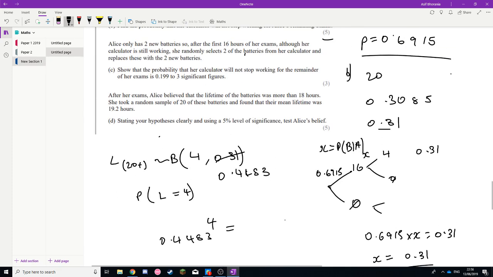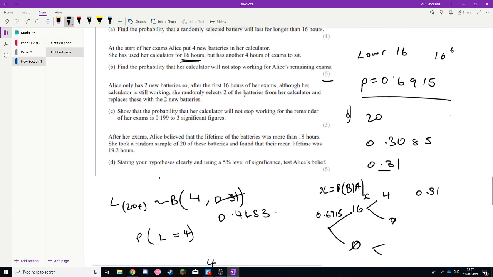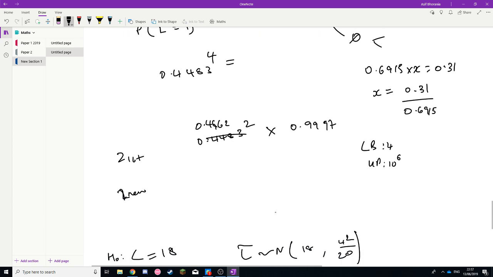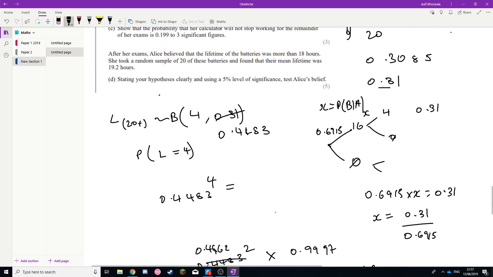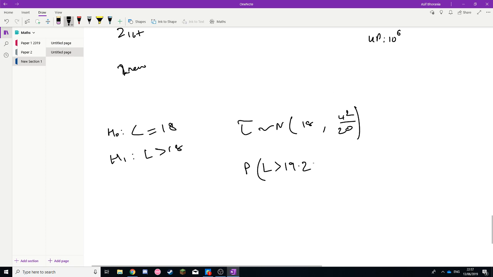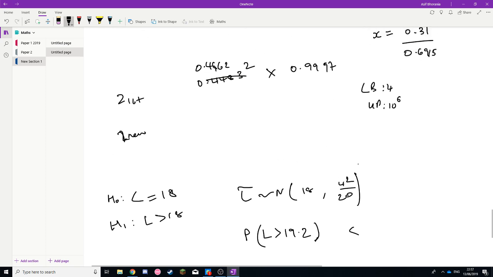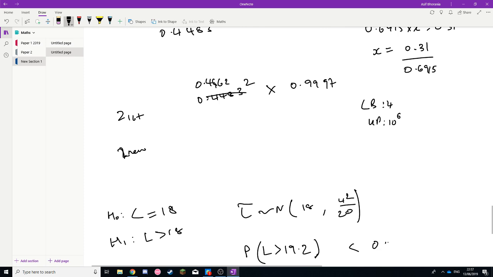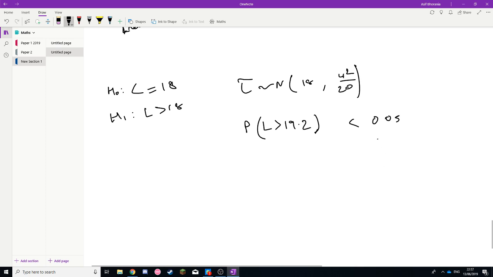Well, hang on a second. What's the thing where you go from normal distribution to binomial distribution? Something about continuity correction. I'm going to need to go through the book for that. I forgot, it just popped in my head. But anyways, L is greater than 19.2. What's the probability? If that is less than 0.05, then we reject it.